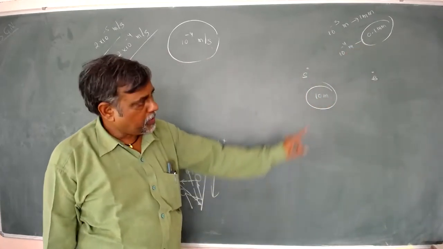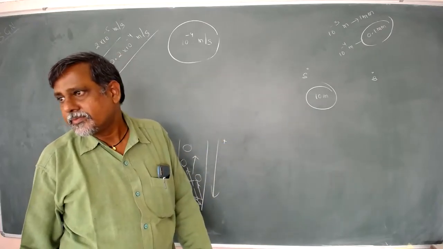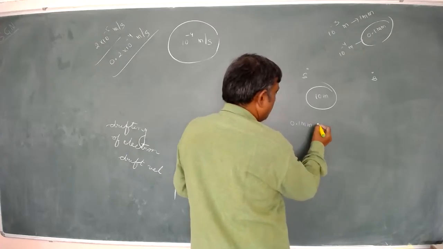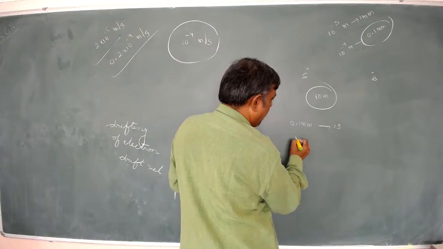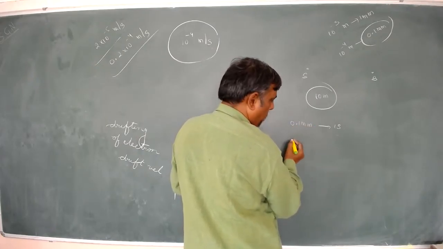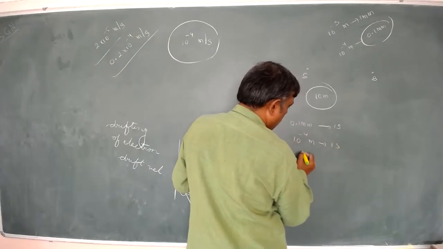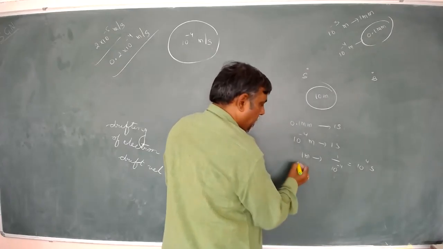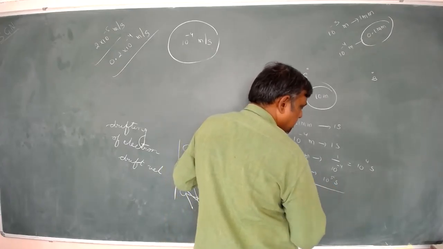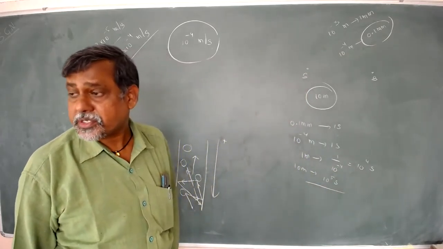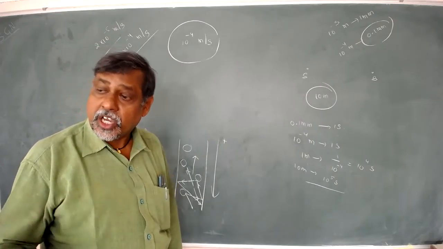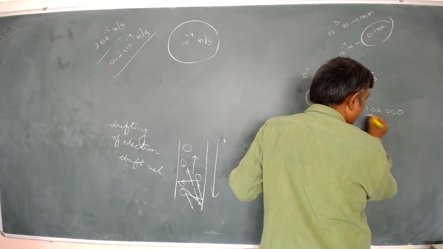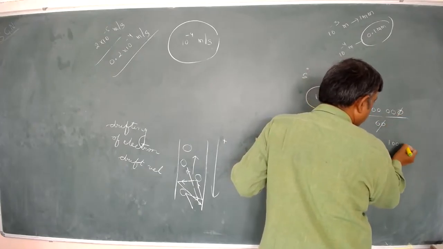The moment I switch on, how much time will the electron take? Come on, calculate. 0.1 millimeter, that is 10 power minus 4 meter in 1 second. For 1 meter, how much? It is 10 power 4 seconds. For 10 meters, how much? 10 power 5 seconds, 1 lakh seconds. You convert 1 lakh seconds into minutes and hours. 1 lakh seconds divided by 60 will be minutes. 10,000 by 6.